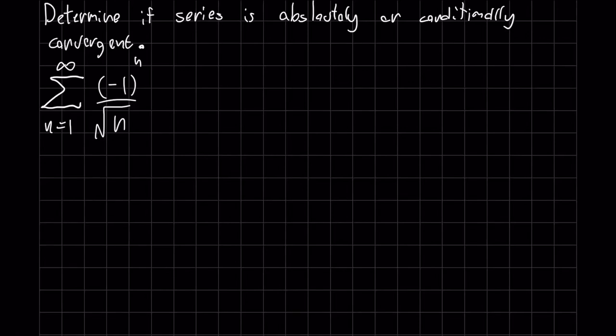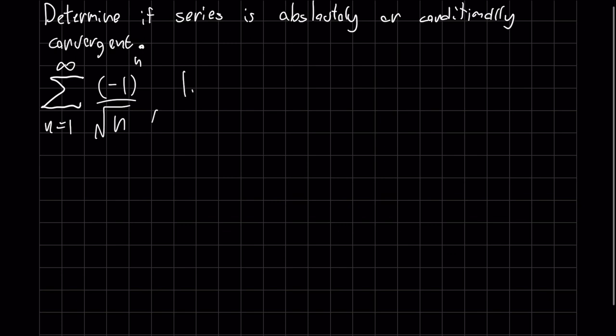Today we'll be determining if the following series is absolutely or conditionally convergent, and it's this alternating series from 1 to infinity of 1 over the square root of n. And to start off, we have to make sure that this series converges or not. So we could apply the alternating series test.